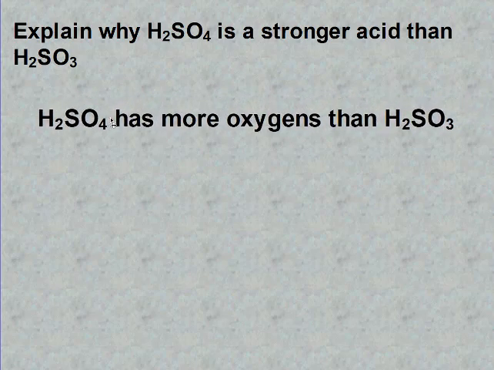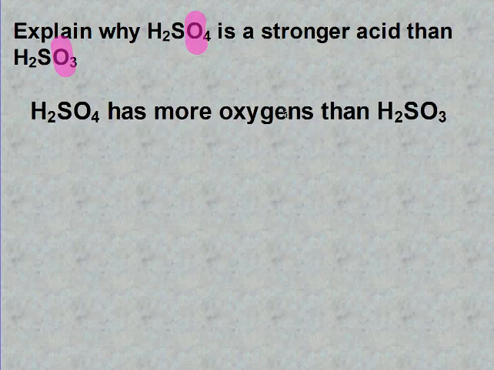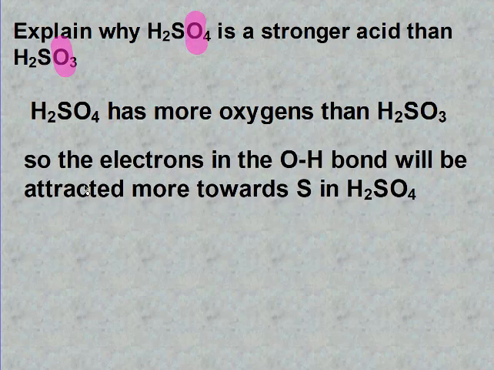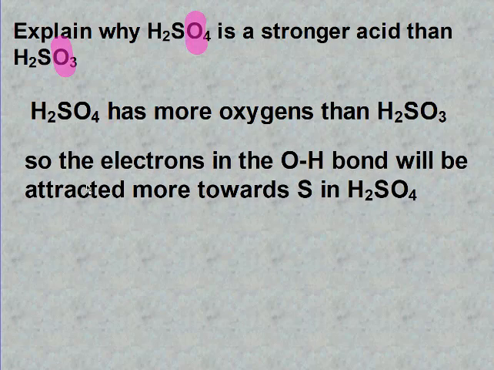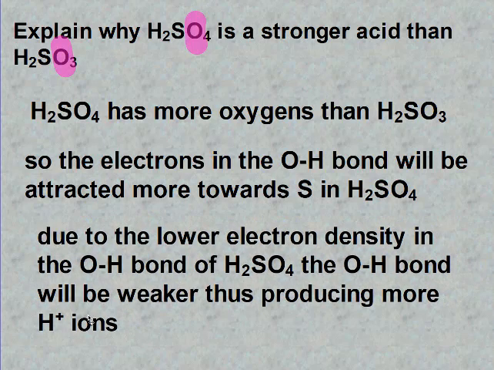The first thing you should have stated was the difference. This one has 4 oxygens while this one only has 3 oxygens. So H2SO4 has more oxygens than H2SO3. And then you need to state, why does that matter? So the electrons in the O-H bond will be attracted more towards S in H2SO4, which means that the electron density in the O-H bond will be lower in H2SO4. The O-H bond will then be weaker, producing more H+ ions.